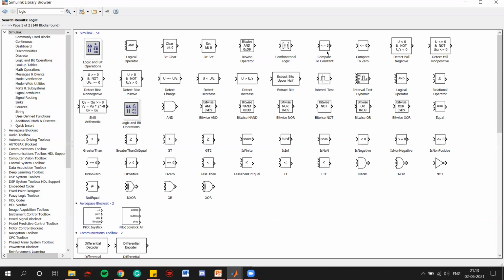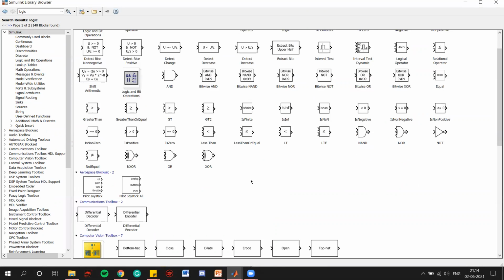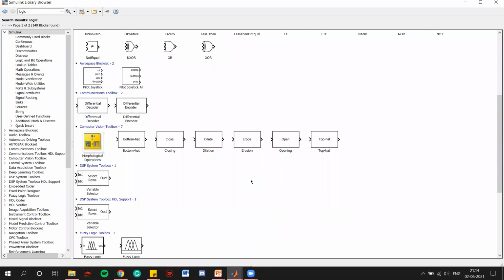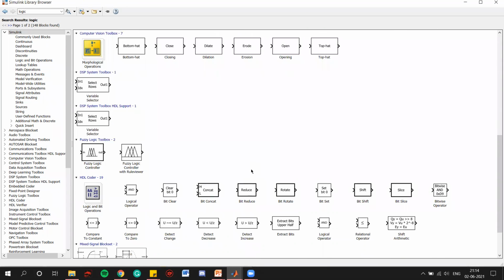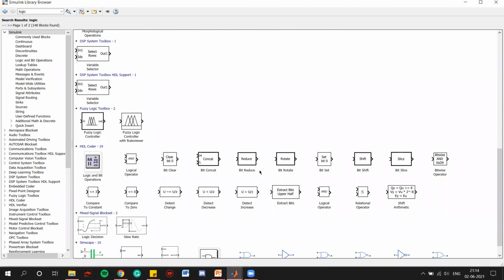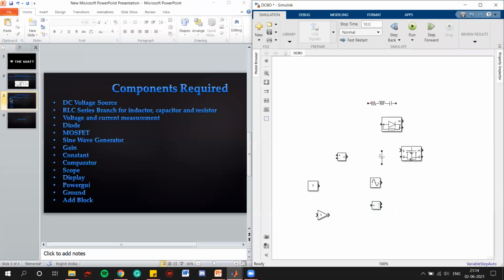So this is compared to a constant, compared to 0, something like that, right? So we can take anyone with 2 inputs and 1 output. Logical operator is also there. Relational operator, yes. We will take this one for comparison. Right. Then scope display.